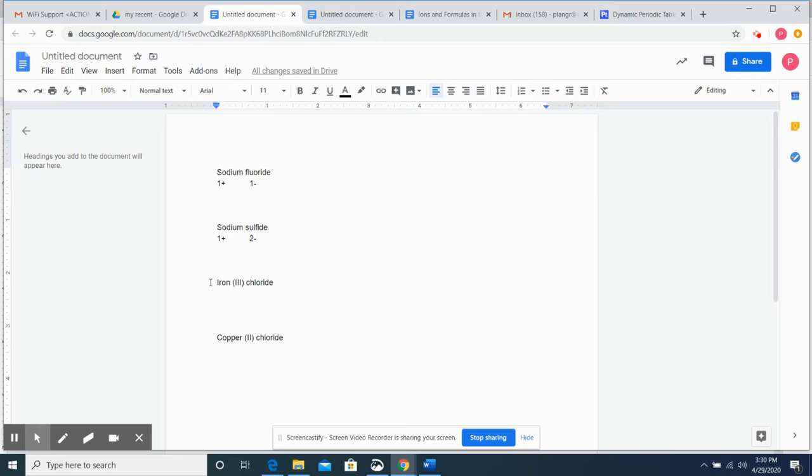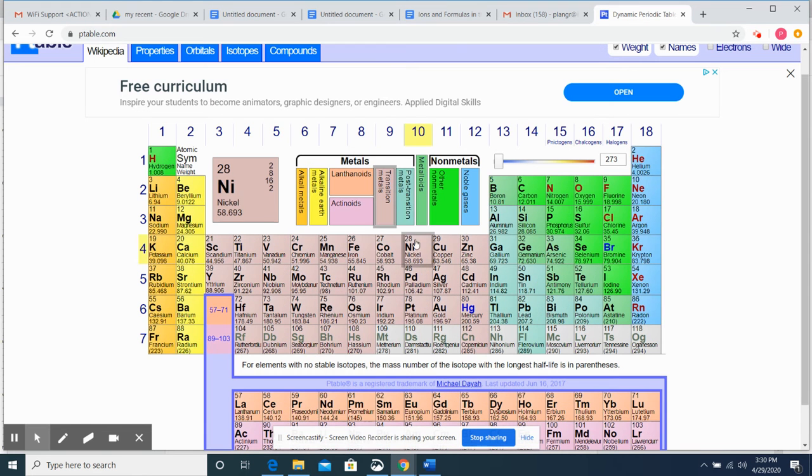Now, what about this one? It says iron 3 chloride. What in the heck is that 3 doing there? And how am I supposed to figure out what the charge is on iron anyhow? Because if I go to my periodic chart, then I find that iron is right here. It's in those transition metals. We don't know the charge. The periodic chart does not tell us. In fact, iron can have multiple charges. And so I don't know which one it is.